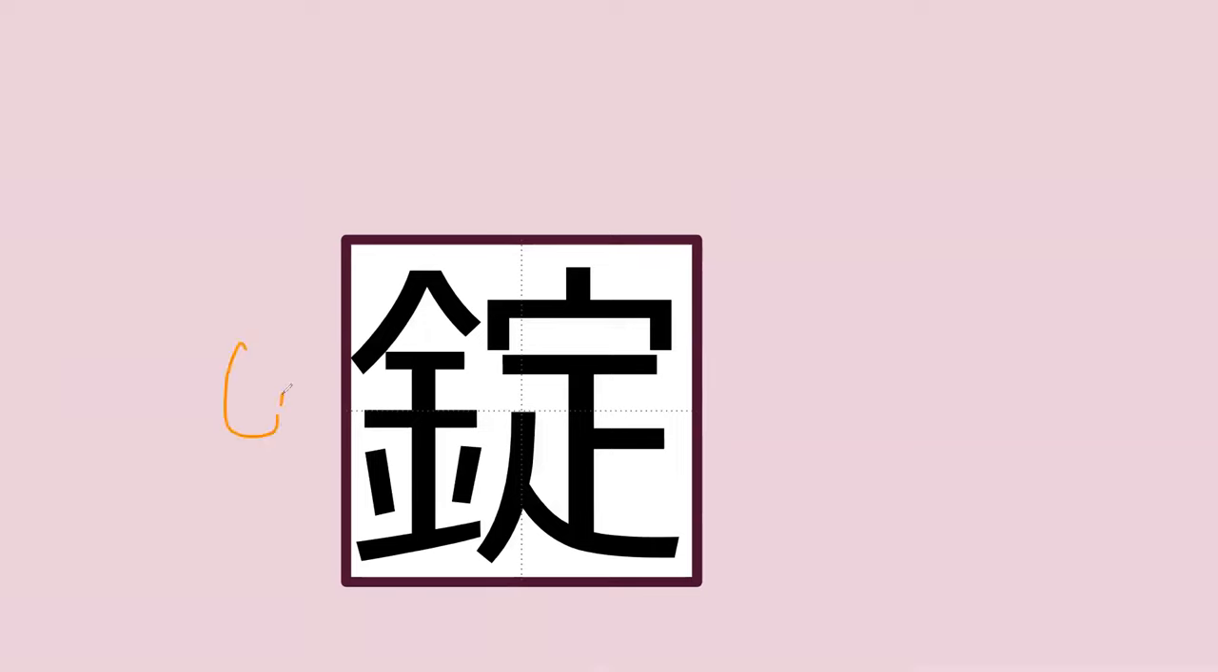What's this word right here? Did we see this earlier? Jo. Hi, jo. What did jo mean? Jo means a lock. Perfect. Nice. Can you read this for me? Jo o ageta. Hi. What does this mean? I opened the lock. Nice.